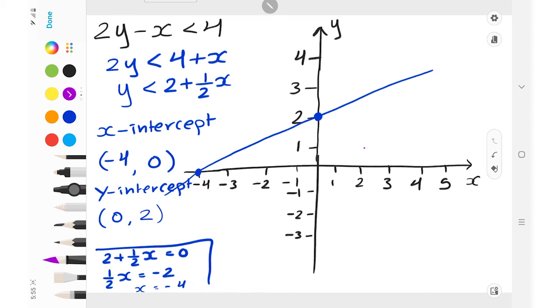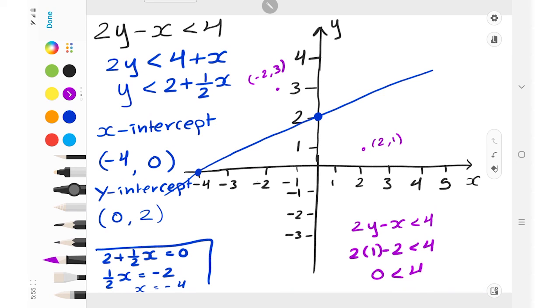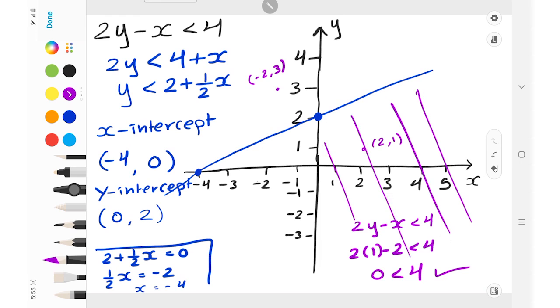We will take 2, 1, and I will take -2 and 3. I will first start with the 2 and 1. So here I have 2y minus x is less than 4. So 2 times 1 is 2, minus 2, less than 4. 2 minus 2 is 0. So 0 is less than 4, which is true. So this is the region that I want to shade.